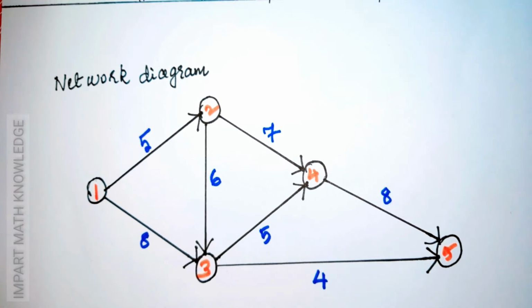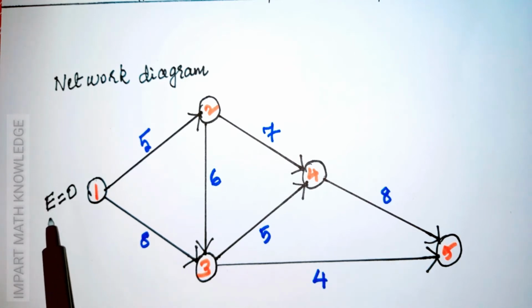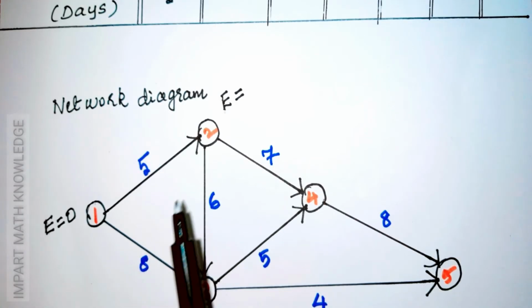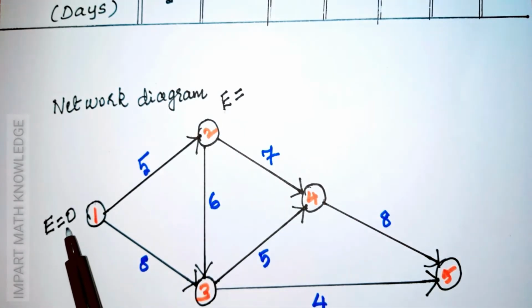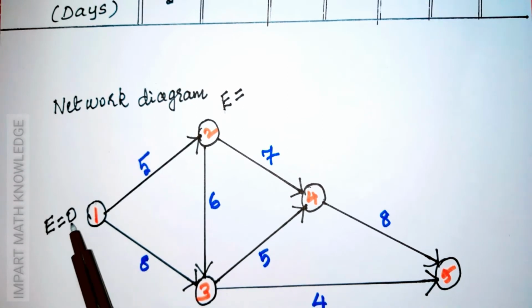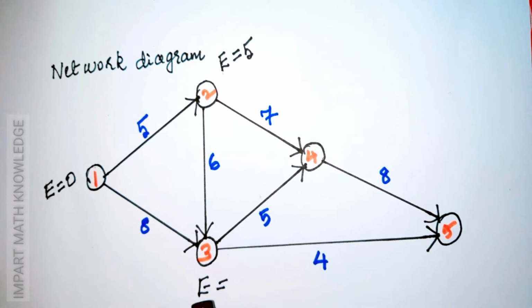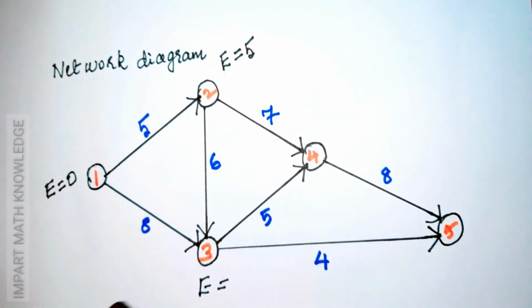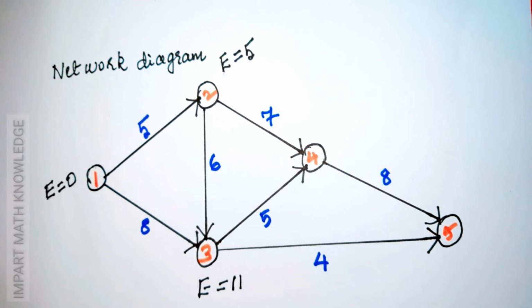Next we have to find earliest start time and latest finish time for each activity. For the initial node, earliest start time is 0. Earliest start time for node 2 is earliest start time for node 1 plus duration. That is 0 plus 5. In the forward process, node 3 is coming from 2 nodes, one from node 1, another from node 2. From node 1, the earliest start time is 0 plus 8 is equal to 8. From node 2, the earliest start time is 5 plus 6, which is equal to 11. From these two, the maximum value is 11. So earliest start time for node 3 is 11.